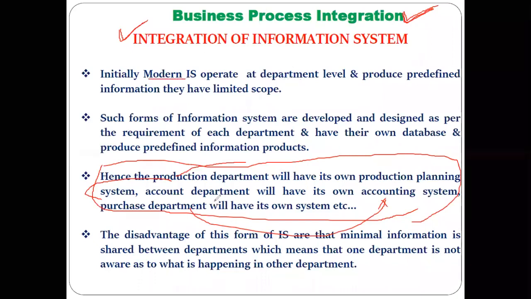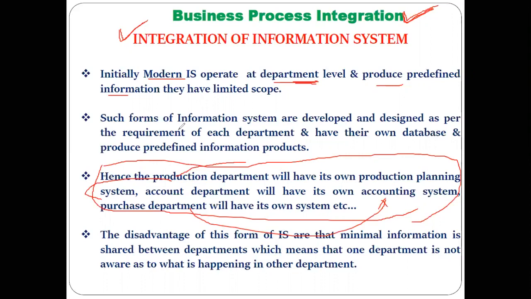Each of these departments, like production, accounting, purchase, was working at its own department level and producing information only for that particular department itself. The production department produced information for production only, accounting kept its information for itself, and purchasing kept and produced its information for itself. They were not sharing information from one department to another. Even where they shared, there were many difficulties, because there was no linking between these departments.